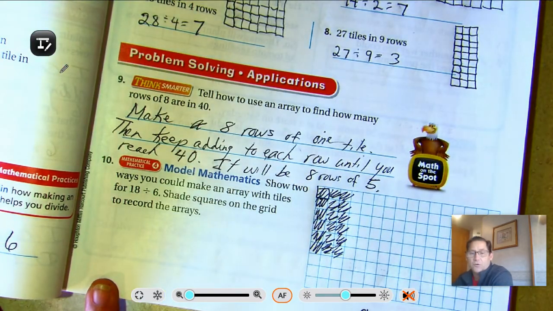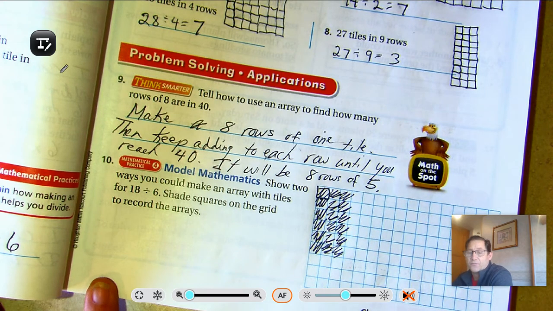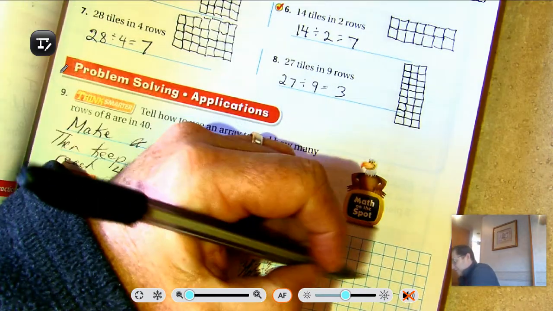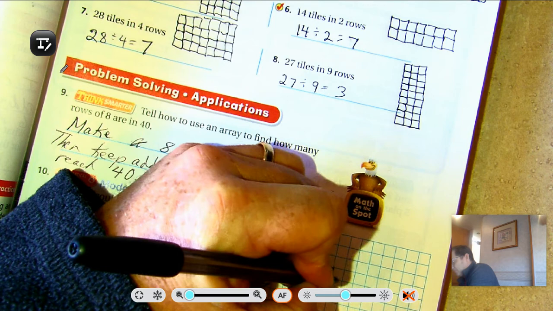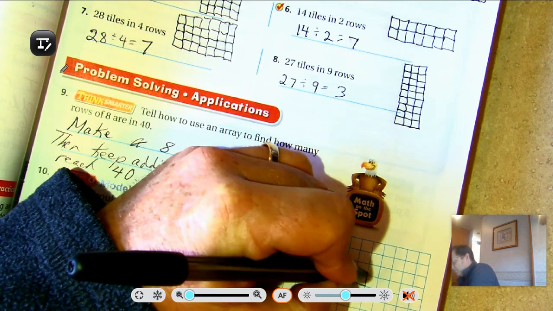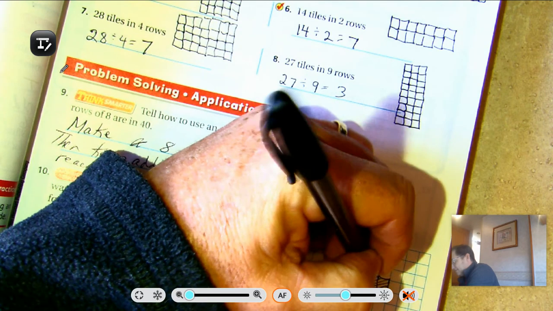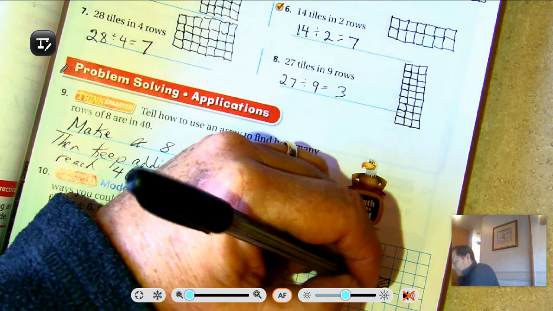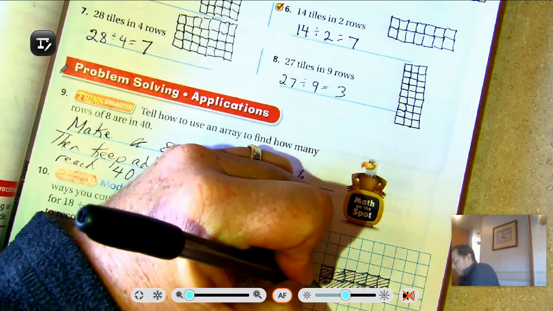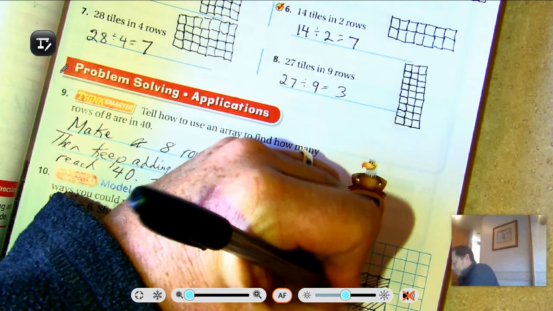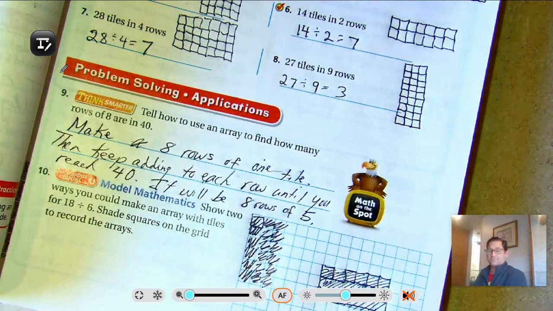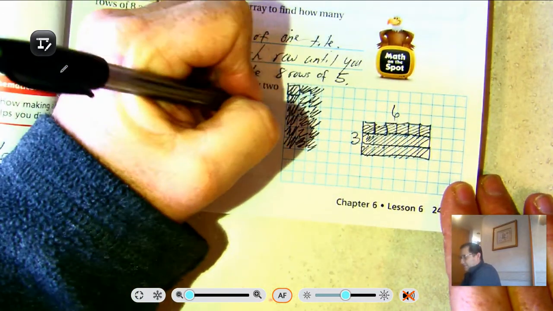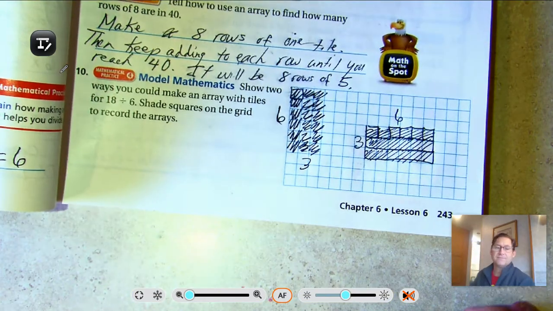All right, so I could have a 6 by 3, or I can have 6 in each row. So let's see what that would look like if I put 6 in each row. 2, 3, 4, 5, 6. 12, 18. So we have 3 rows of 6, or we have 6 rows of 3.